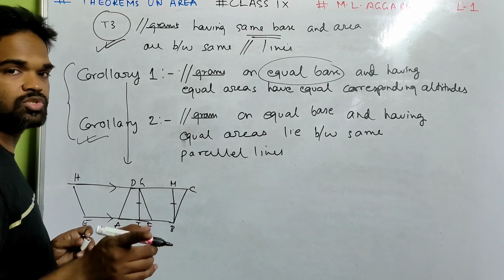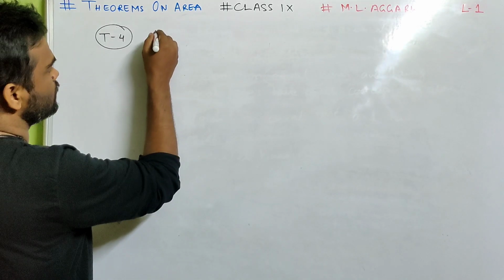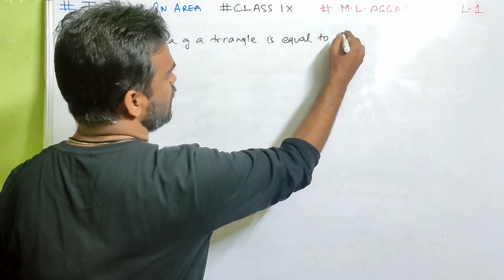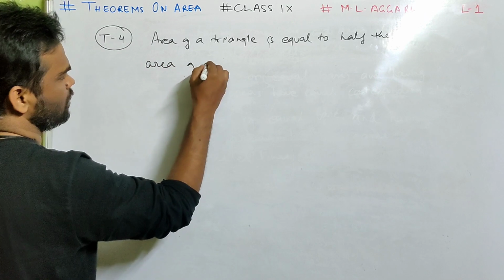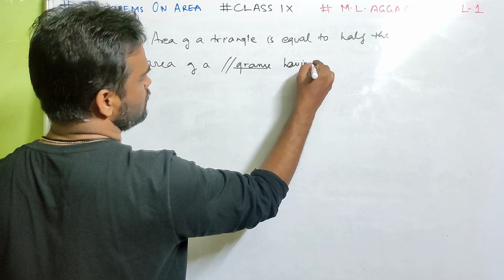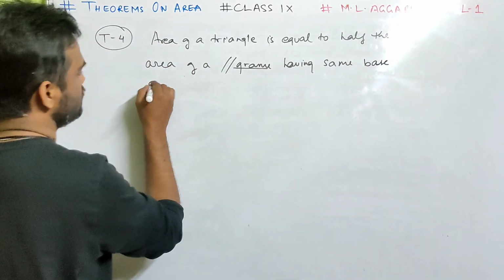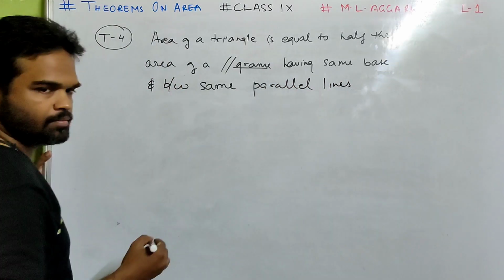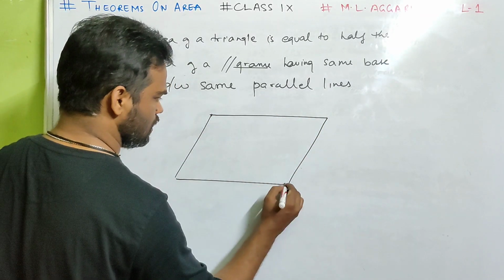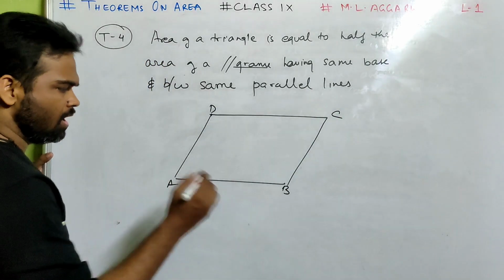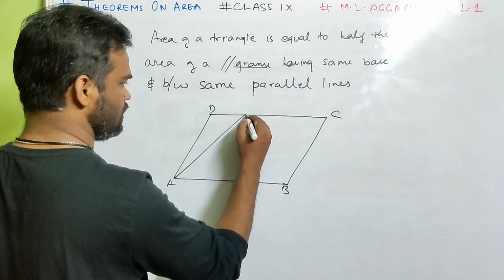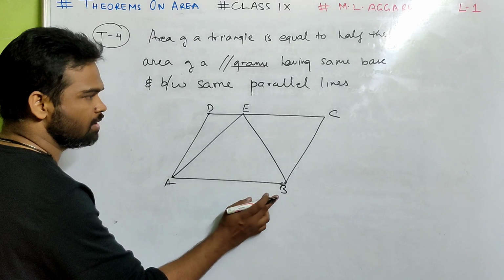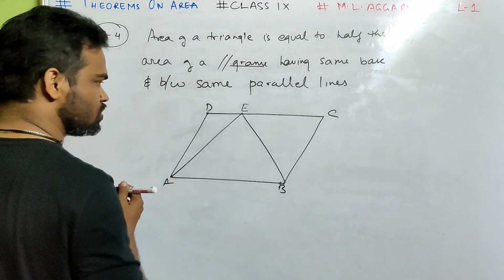Okay. Now let us look at the next theorem, very important. Area of a triangle is equal to half the area of a parallelogram having same base and between same parallel lines. Just look, if I draw a parallelogram ABCD, and suppose with AB as a base, I draw a triangle ABE, then area of ABE is half the area of ABCD. How come? Just look over here.